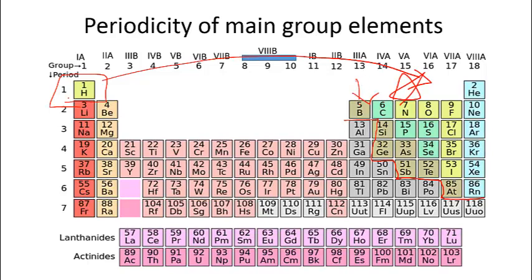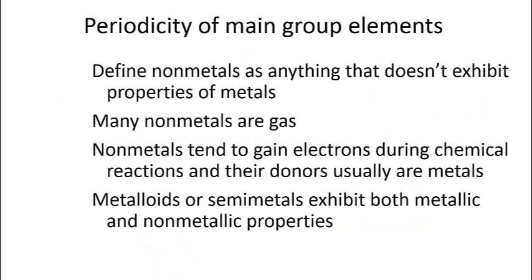As you move down a column on the periodic table, the metallic character of elements increases. We define nonmetals as anything that doesn't exhibit properties of metals. Many nonmetals are gas. For example, chlorine and oxygen are both gas. Solid nonmetals tend to be hard, brittle substances with the exception of bromine, which is a liquid. Nonmetals tend to gain electrons during chemical reactions, and their donors tend to be metals.